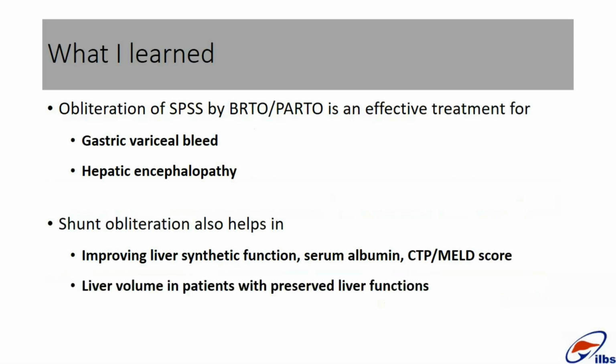Finally, liver volume improves in patients with preserved liver function. So those patients who have preserved liver function, that means CTP-A or early CTP-B, would definitely have improvement in liver volume as well. And with this, I'll end my talk.